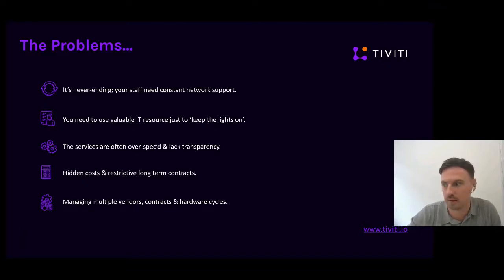Also, we see, particularly with MSPs, certain day-to-day management elements that can be additional charges. There's a really convoluted pricing structure, but also one that lacks a lot of transparency. And again, managing multiple vendors, contracts and hardware cycles can only further put pressure on internal IT resource in terms of managing those things day to day.